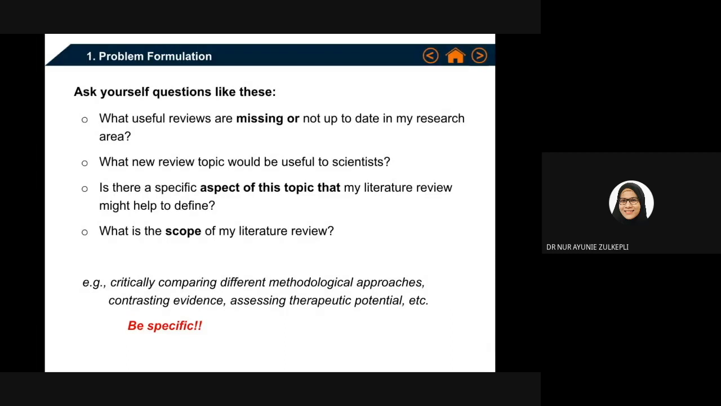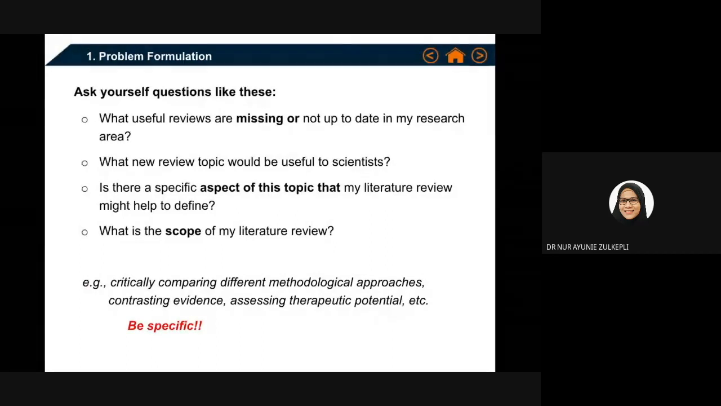Like what useful topic for your lecturer, for example, because she assigns you one task, and then you can think what is the interesting topic to attract her attention, for example. Okay. Is there a specific aspect of this topic that my literature review might help to define? Or what is the scope of my literature review?